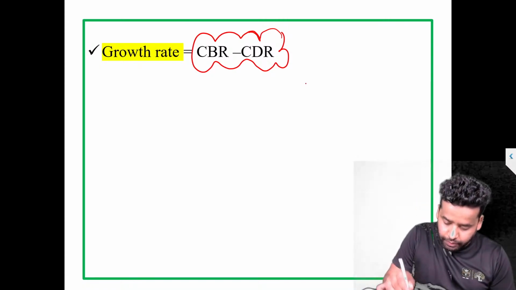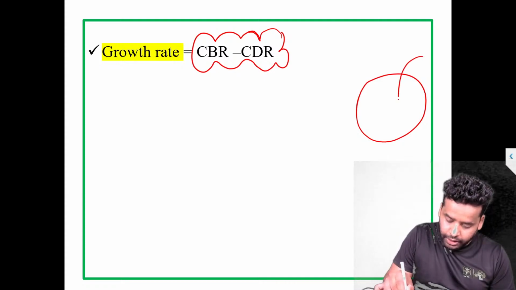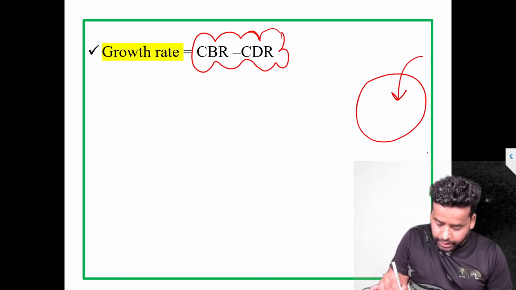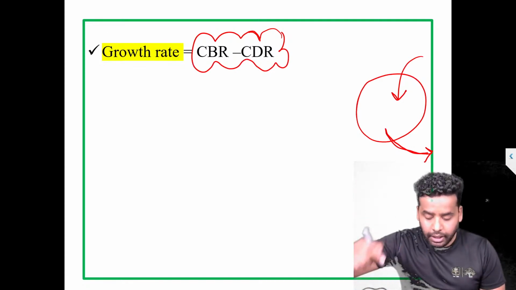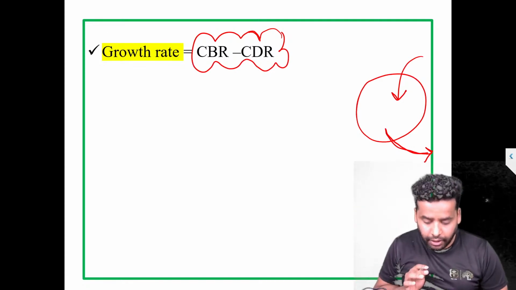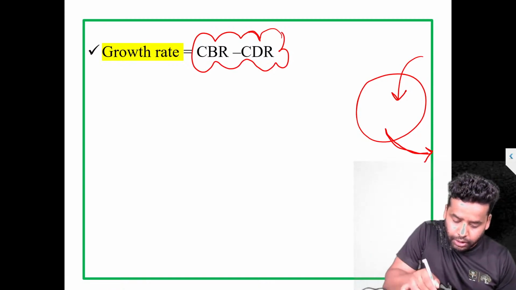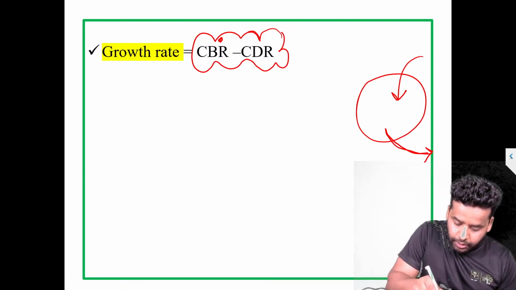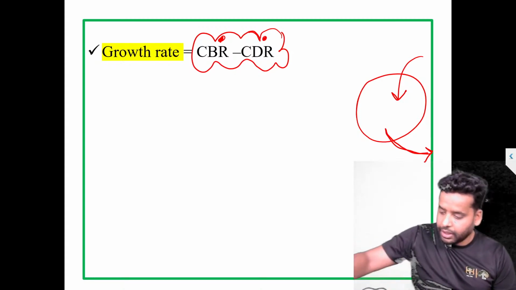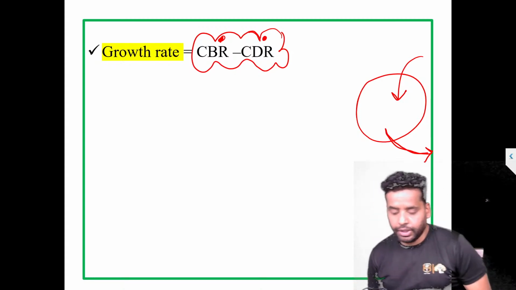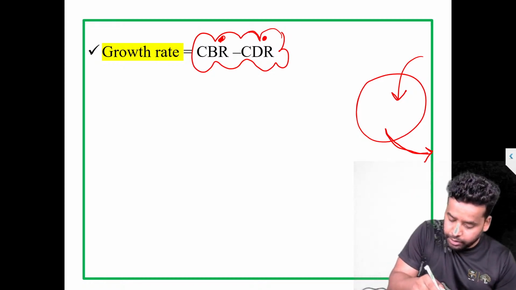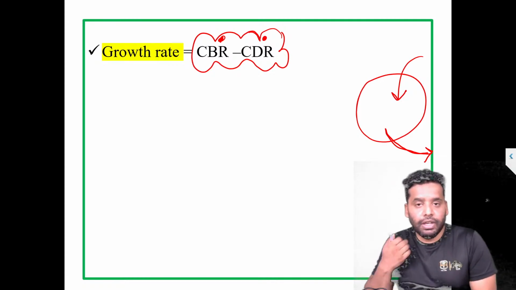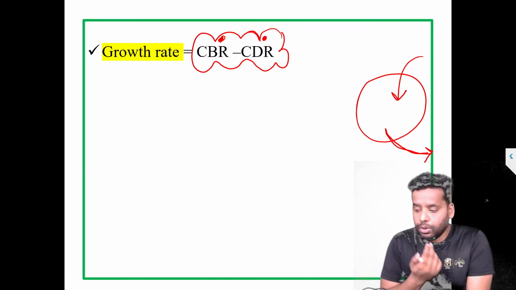If birth rate is given, this is the addition to the population. Death rate will be the deletion. Crude birth rate is addition. Crude death rate is deletion. So if birth rate is more than death rate, population will increase. Growth rate is positive. True or false? Very easy basic question.